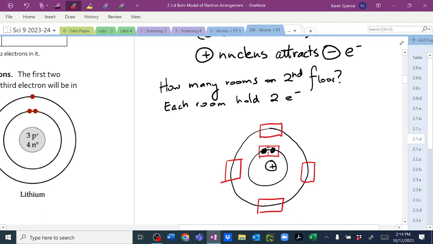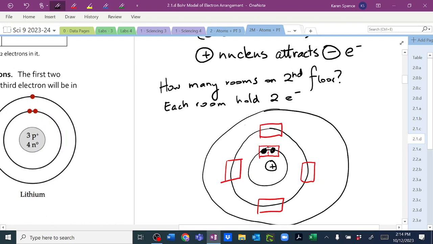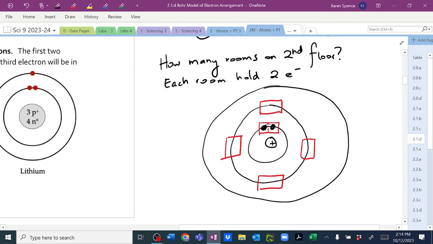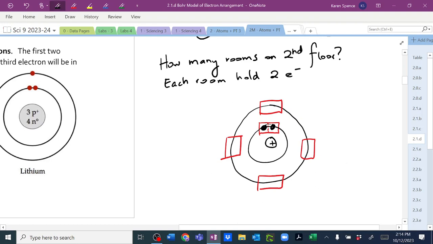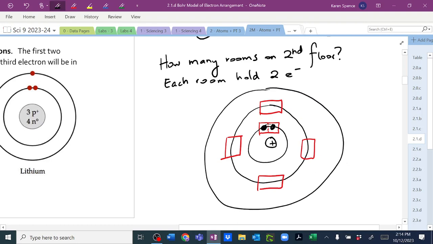Now, once I've got my first 2 electrons in, where is the third electron going to go? Is it going to go on shell number 2 or is it going to go on shell number 3? I've drawn a terrible circle. That's an awful circle. I'm going to try again. Shell number 3 also has 1, 2, 3, 4 rooms. Is the next electron going to prefer to be on the second floor or the third floor? Second floor, because does it want to walk up those stairs? No.